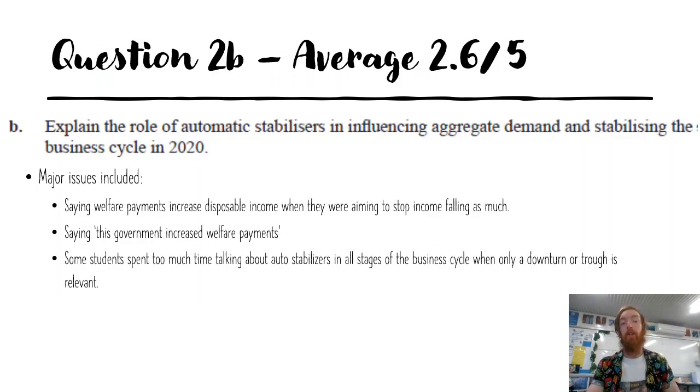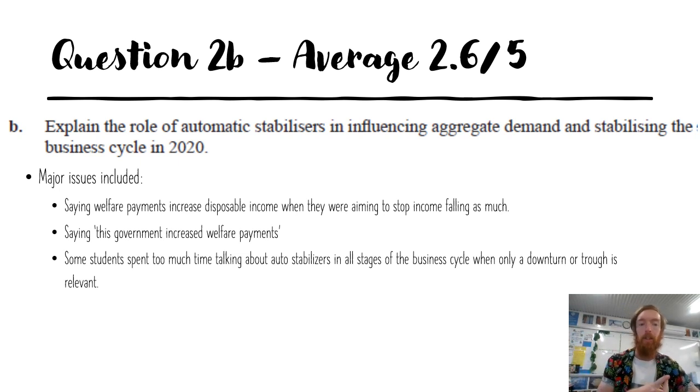Then we go on to 2B, about explaining the role of automatic stabilizers in influencing aggregate demand and stabilizing the business cycle in 2020. I found this one really interesting because, going over it, I noticed a few more things I'm going to stress to my students before the exam next week that they might not do, or need to think about doing more.